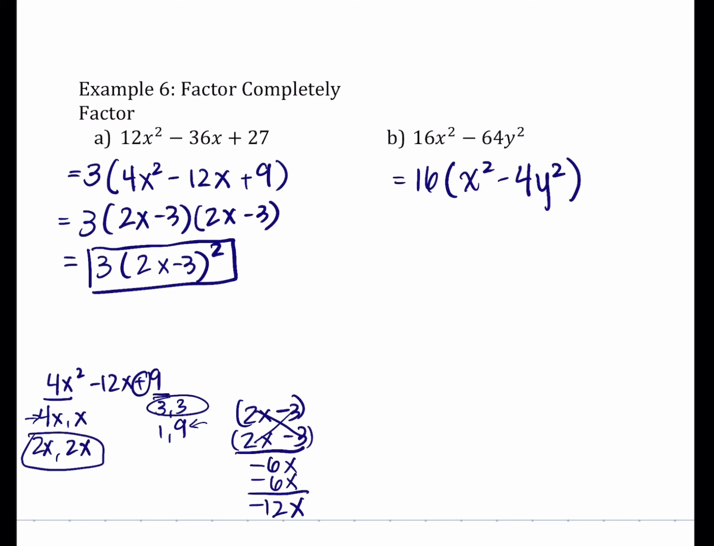x squared is a perfect square. 4 is a perfect square. y squared is a perfect square. So this is actually something I can apply the difference of squares formula to. So this I know is going to come out to x plus 2y times x minus 2y. And that's it. Perfect.